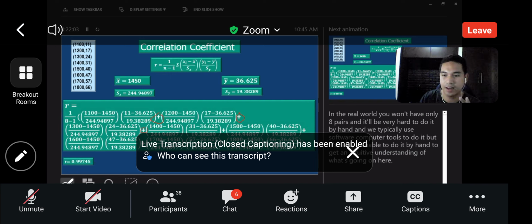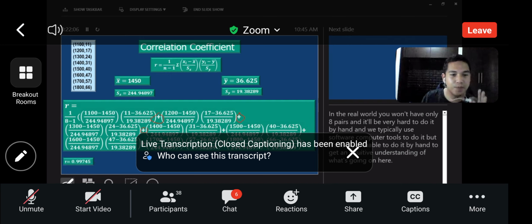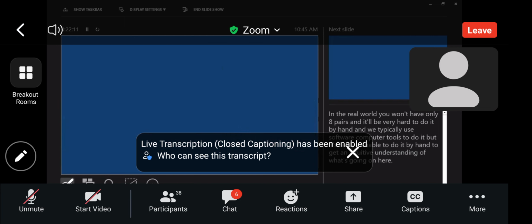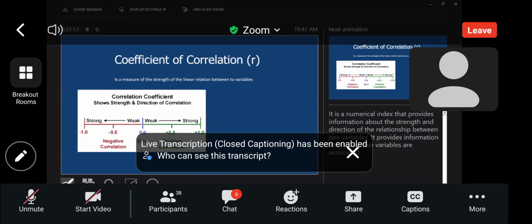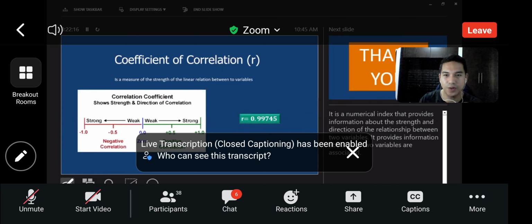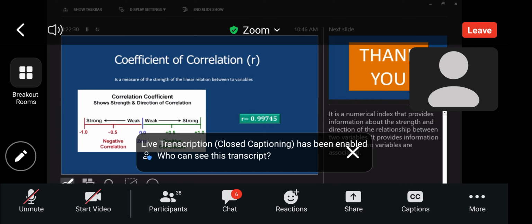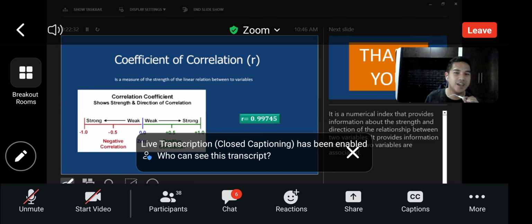So, magkakaroon tayo ng value na 0.99745. Almost 1 yan. Kung i-check natin po dito, yung value natin na 0.99745 ay nagfa-fall under strong positive correlation. So, tama yung intuition natin kanina na based on visual muna po tayo, strong positive correlation.